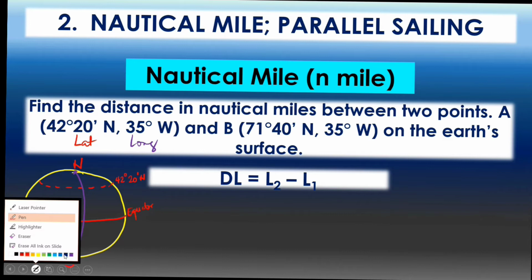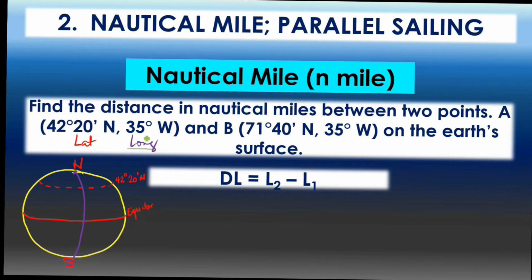Okay. So you're going to measure 35 degrees. Example, the 35 degrees is here, okay? So this is the 35 degrees. And then it means that the point of intersection of the latitude 42 degrees, 20 minutes, and the longitude 35 degrees is actually the point A. So this is point A. Okay, next.